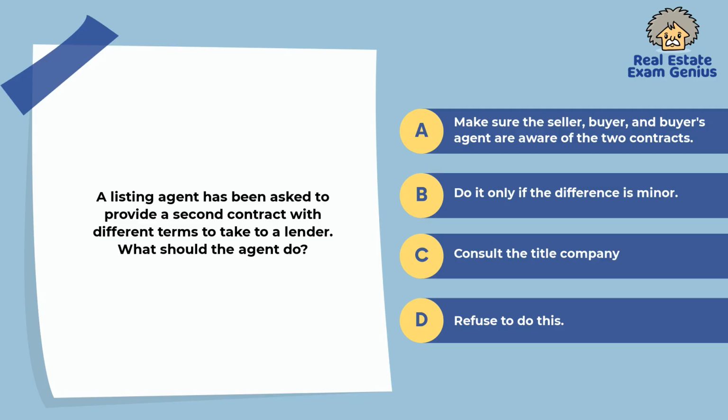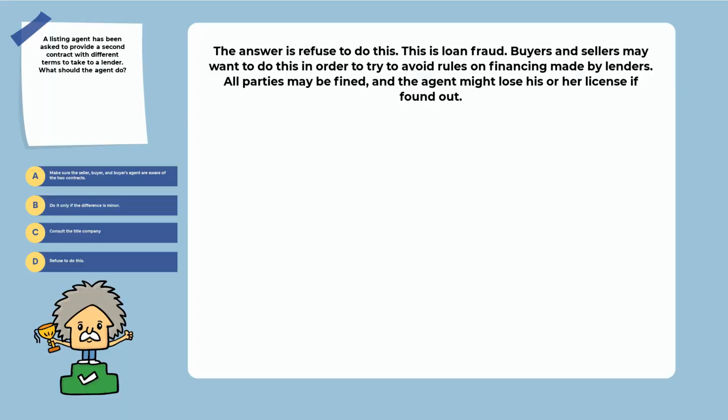A listing agent has been asked to provide a second contract with different terms to take to a lender. What should the agent do? Make sure the seller, buyer, and buyer's agent are aware of the two contracts. Do it only if the difference is minor. Consult the title company. Refuse to do this. The answer is to refuse to do this. This is loan fraud. Buyers and sellers may want to do this in order to try to avoid rules on financing made by lenders. All parties may be fined, and the agent might lose his or her license if found out.